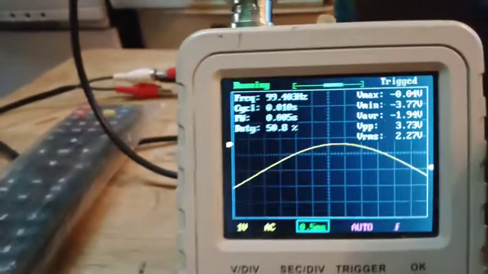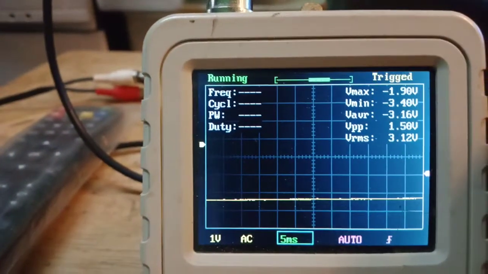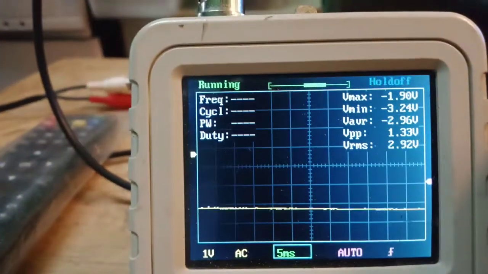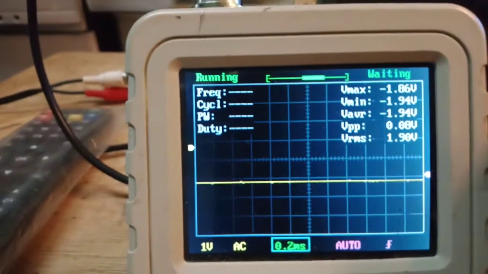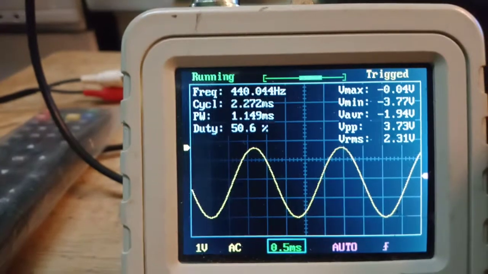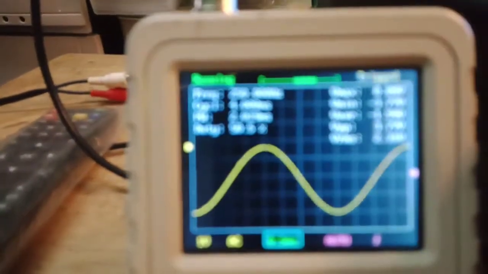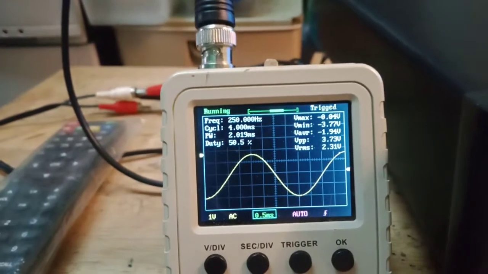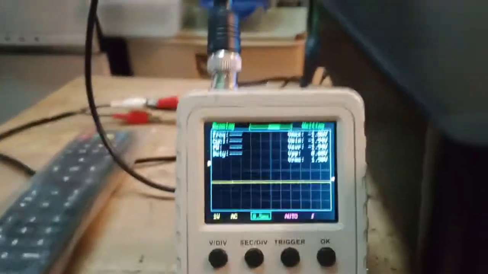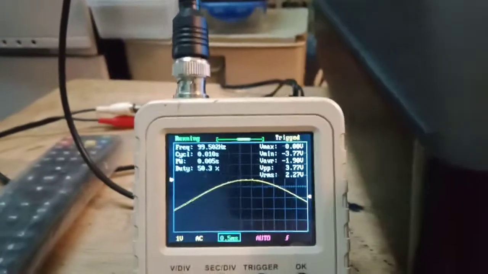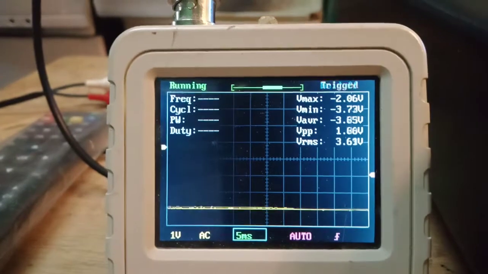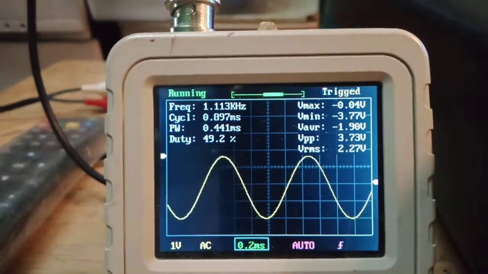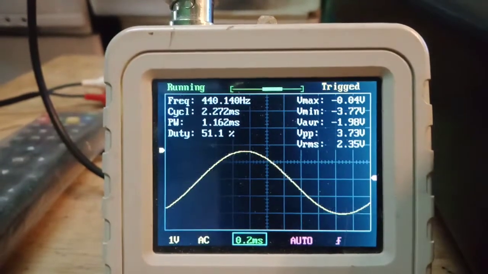There is 100 hertz. That's a 1 kilohertz, 3.73. There, 3.73. Again. Let's play it again. There's 3.73 volts peak to peak.